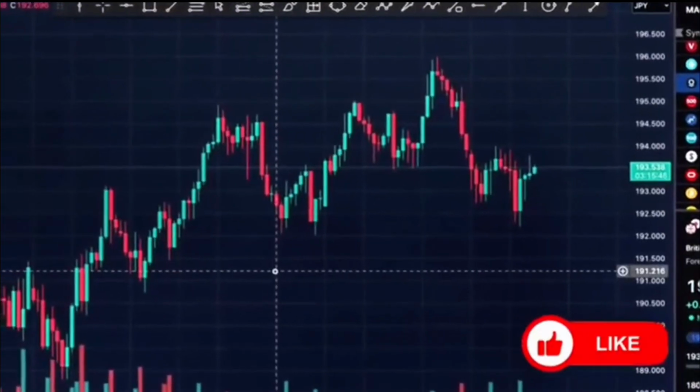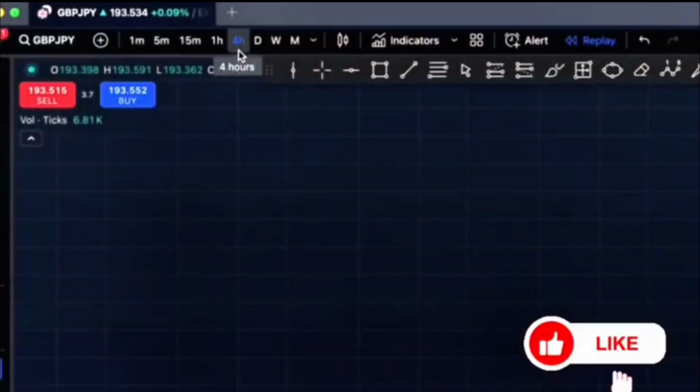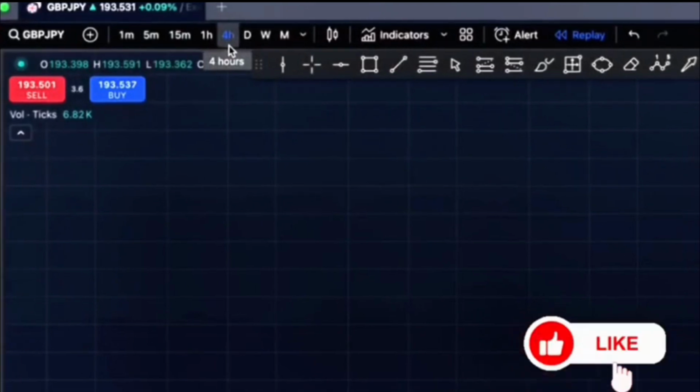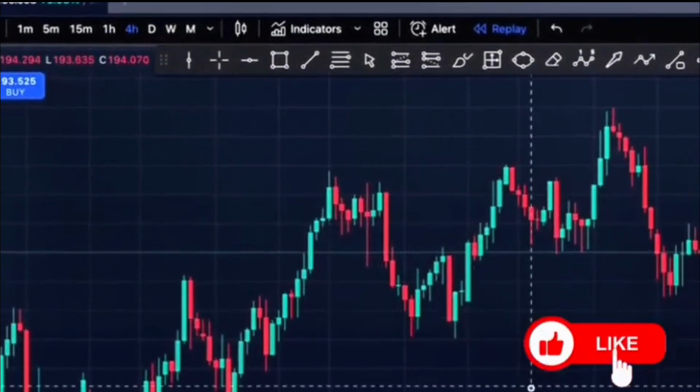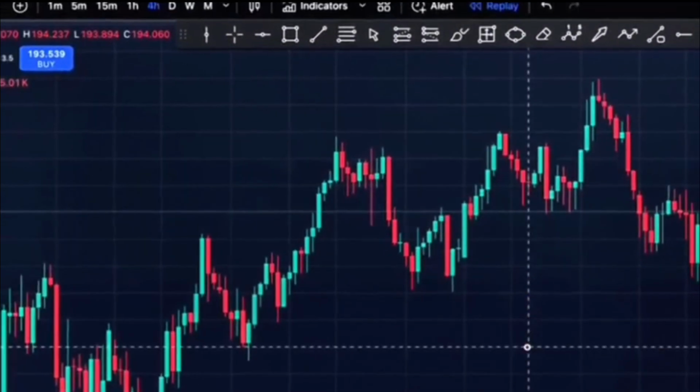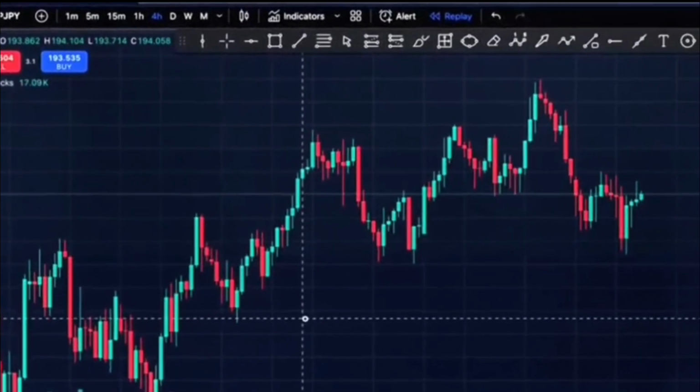Let's define the 4-hour tradable zone. We already have the 4-hour time frame open. This is the chart that we have seen here. This chart here is the higher time frame of 4 hours. So right now, as you can see, we have bullish and bearish candles.